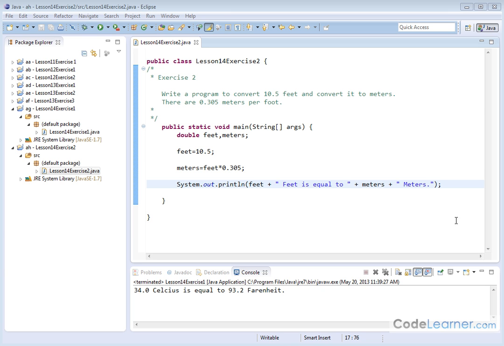Now here we are in exercise number 2 for lesson 14. We need to write a program to convert 10.5 feet to meters, and we're given the conversion factor that there are 0.305 meters per foot.